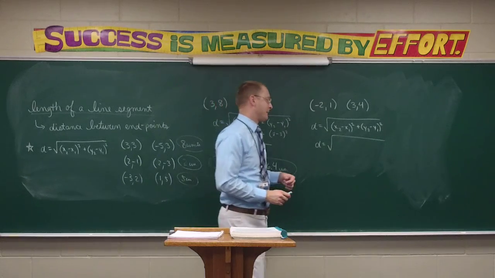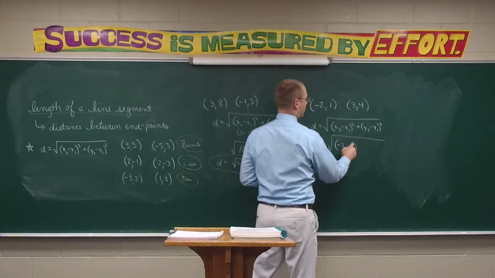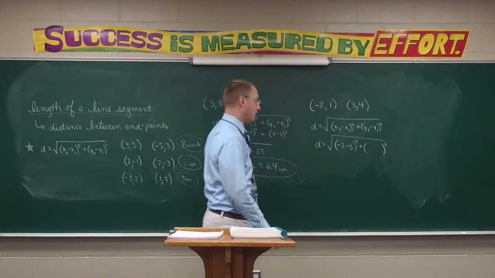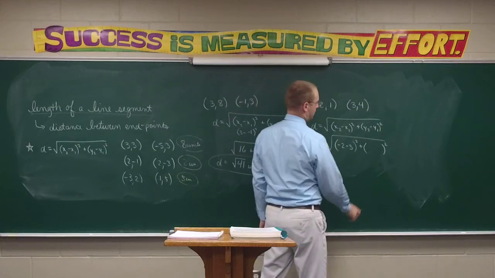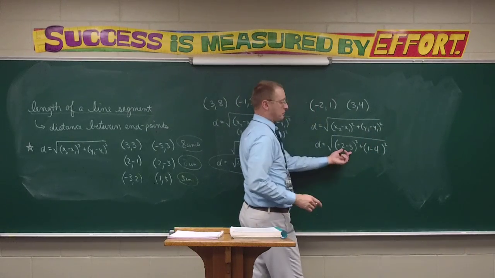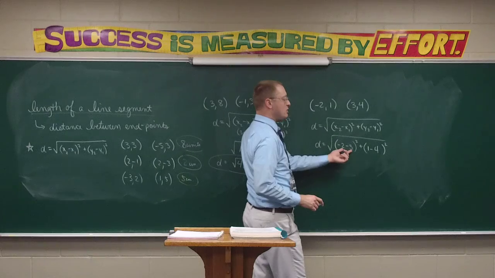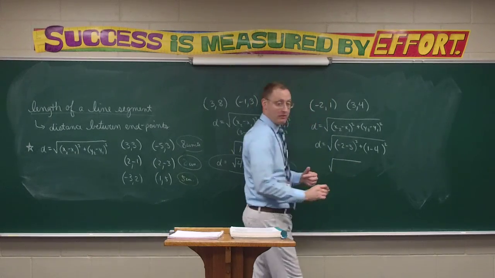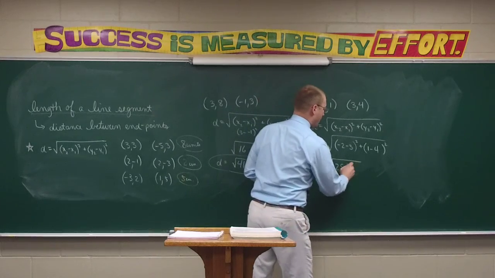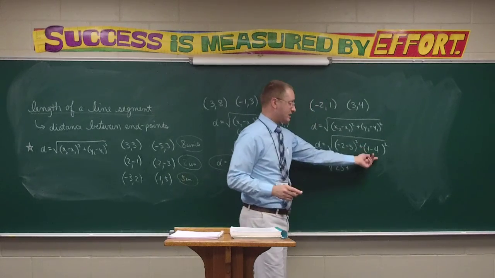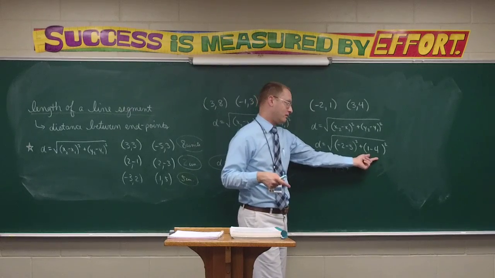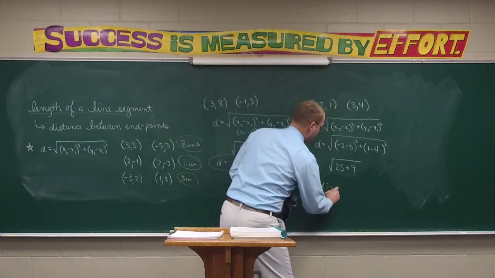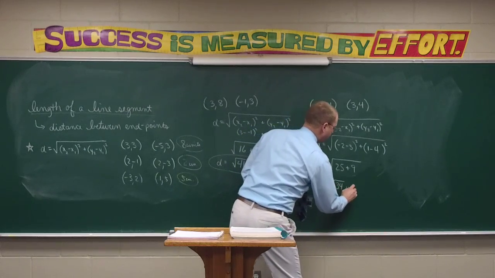How would I plug in my x2 minus x1 here? Kendall? Negative 2 minus 3. Good. And how would we plug in the y2 minus y1? Maddie? What is negative 2 minus 3, class? Negative 5. But when you square a negative 5, what do you get? Not negative 25, just 25. Of course, 1 minus 4, class, negative 3, you square it, 9. What is 25 plus 9? So the distance between these two points is the square root of 34 units.